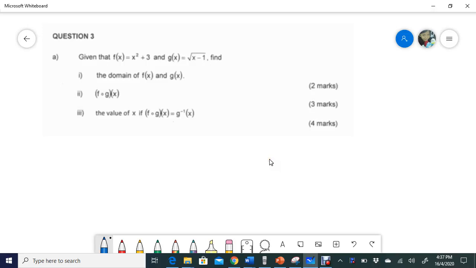Okay, so for this question, this is January 18 question 3a. So how do you solve the domain? You just remember the domain of a linear equation and quadratic equation.